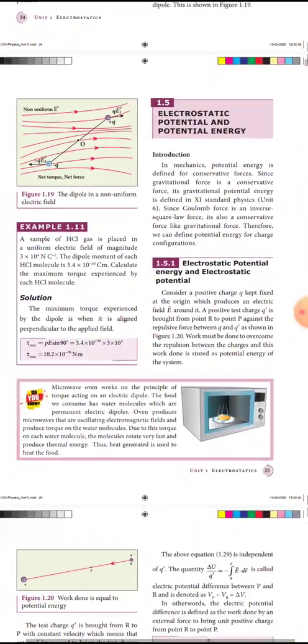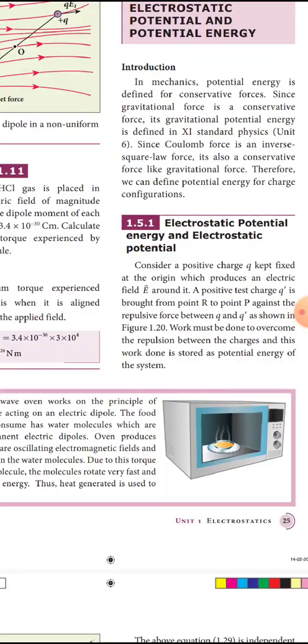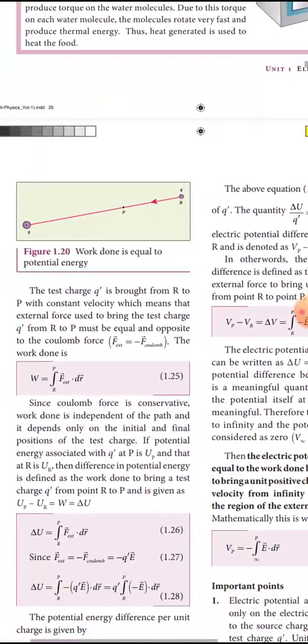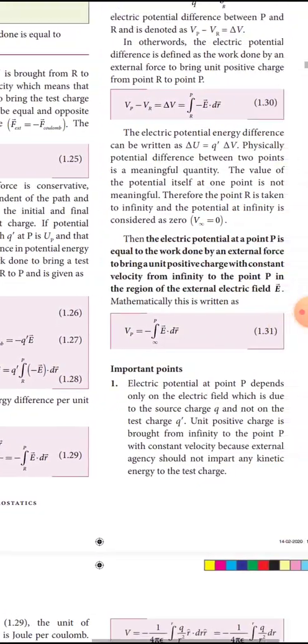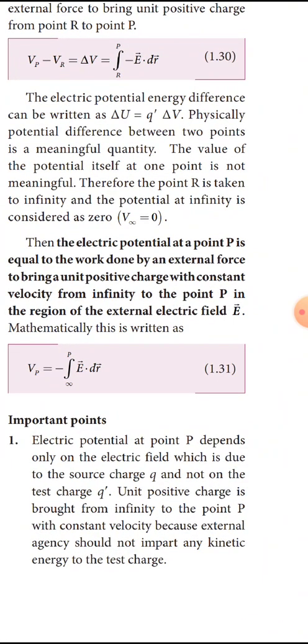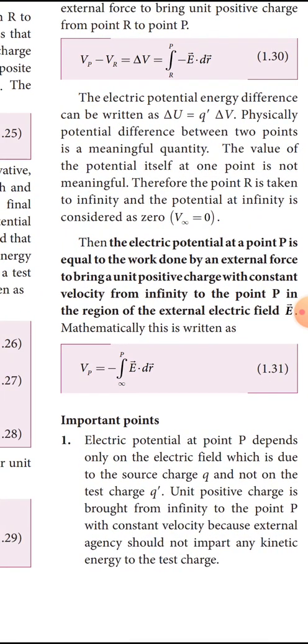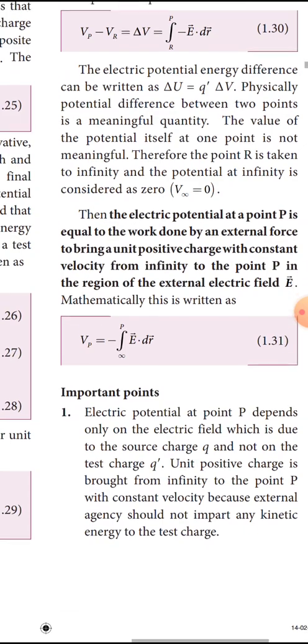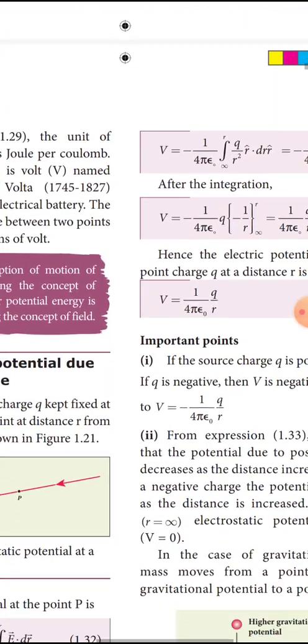And next, electric potential and potential energy, and you have to define what is electric potential and potential energy. So this is the definition for electric potential. You mark that and read. It is the work done by an external force to bring a unit positive charge with a constant velocity from infinity to the point P in the region of the external electric field.